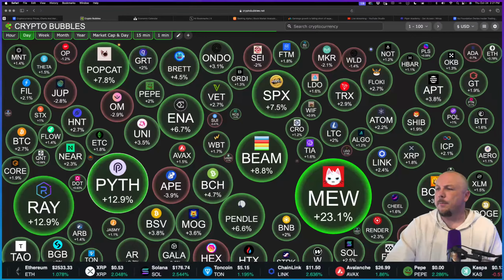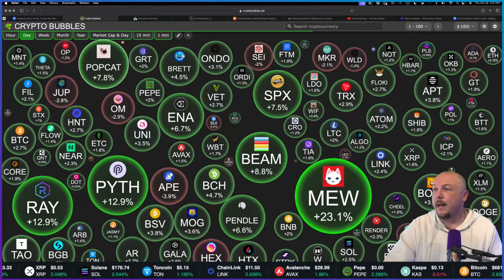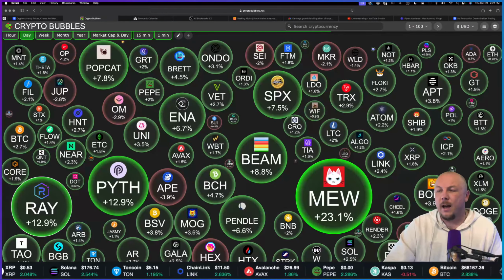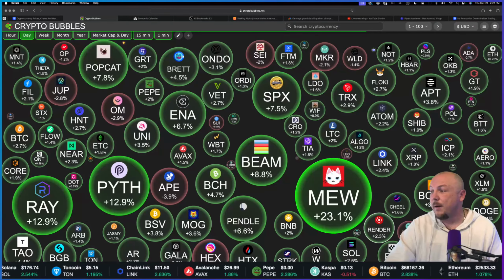Look at the crypto bubbles here. Pyth up 12.9%. Ethena up 6.7%. We've got Popcat up 7.8%. Ray up 12.9%, and Mu, another meme coin, up 23.1%.